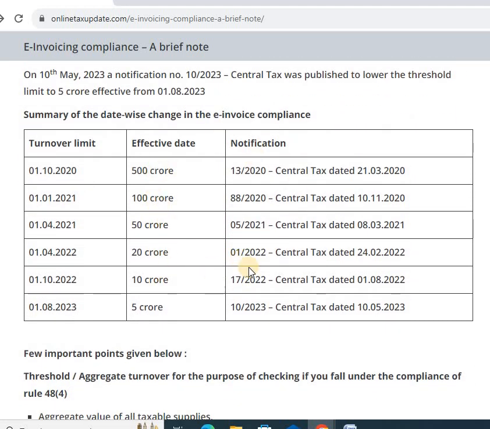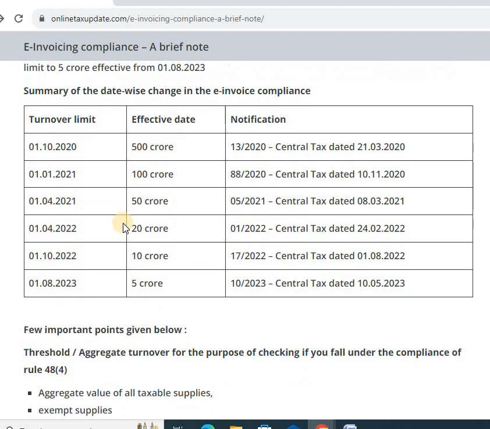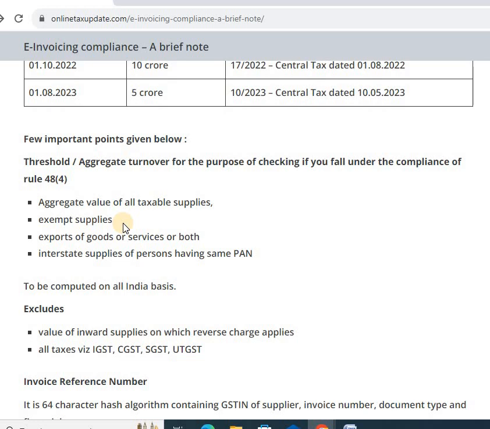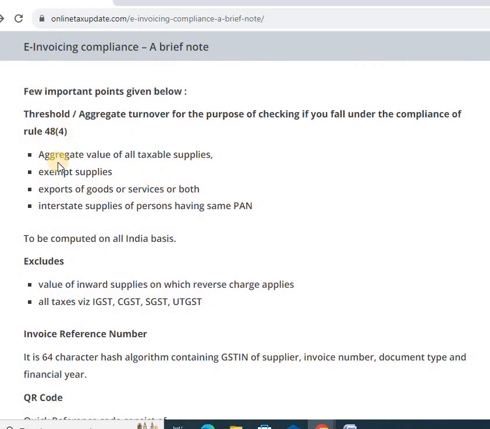Tabular wise threshold limit and the notification and the effective date is given. Few important points regarding e-invoice. Threshold limit: the aggregate value of all taxable supplies, exempt supply, export of goods or services, interstate supply of persons having the same PAN, that is stock transfer, shall be considered for the purpose of aggregate turnover calculation, and based on that the person will decide whether the amount is above 5 crore or not.